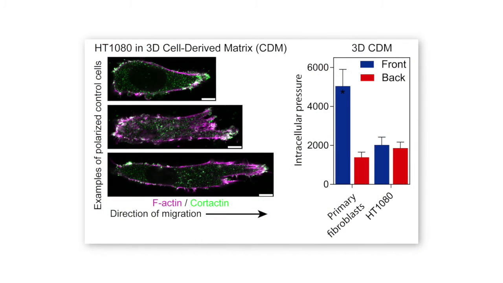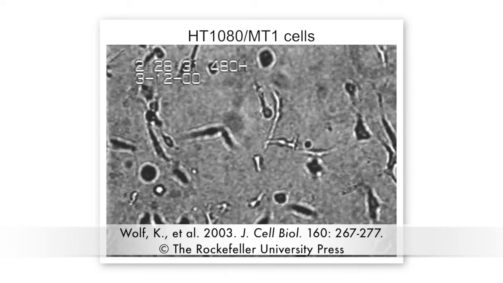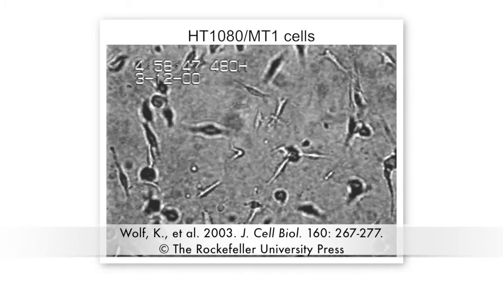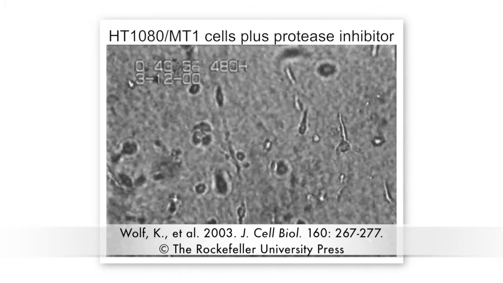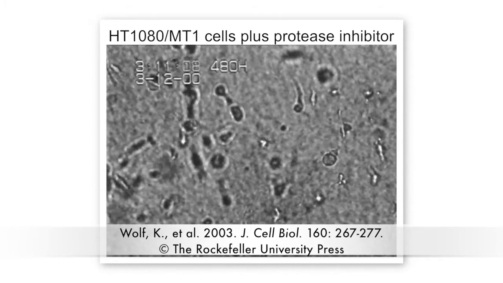Petrie and colleagues placed HT1080 fibrosarcoma cells into the type of 3D matrix that induces the nuclear piston mode of migration in primary fibroblasts. The tumour cells, though, showed no increase in anterior intracellular pressure, indicating that the nuclear piston mechanism wasn't active. Like other tumour cell types, HT1080 cells use matrix metalloproteinases to clear a path through the extracellular matrix. Previous work has shown, however, that HT1080 cells can round up and switch to an amoeboid mode of migration when these extracellular proteases are inhibited.